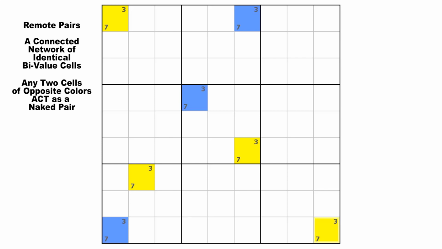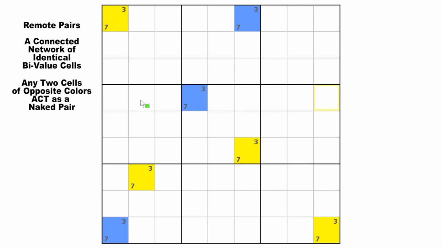cannot contain a 7 or a 3. Like this cell right here cannot contain a 7 or a 3 because it can see a blue one and it can see this yellow one down here. So we know that between this blue one and this yellow one, the 7 and the 3 are covered. So this cannot be a 7 or a 3.